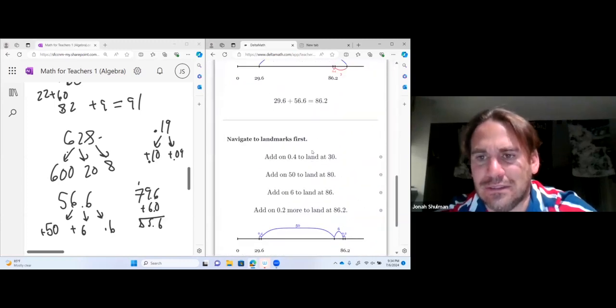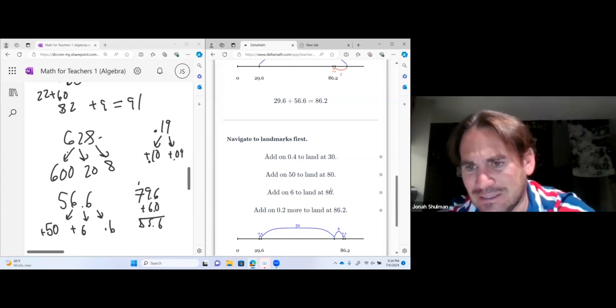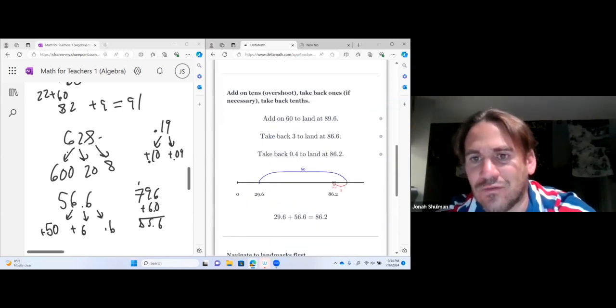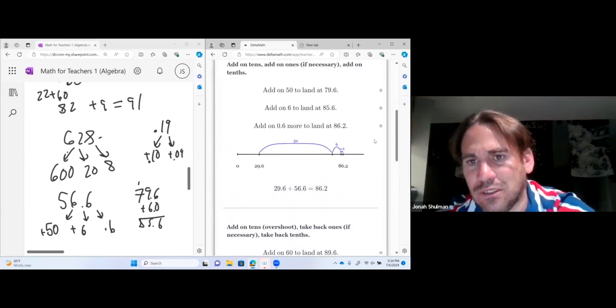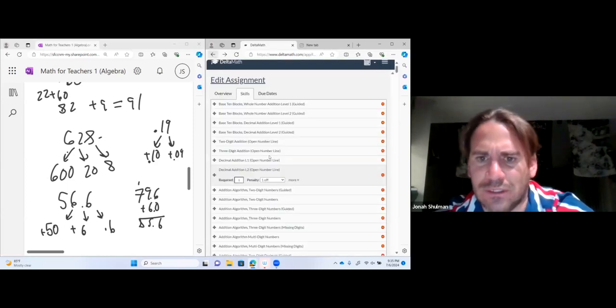Sweet. Look at that. I like this way to go to the whole number. So add 0.4 to make it 30, add 50 to make it 80, then add 6 to make it 86. I like this. I like the backtrack too. That's fun. But this is the way I keep doing it. So those are the 3 ways. All right, let's see what else we got.